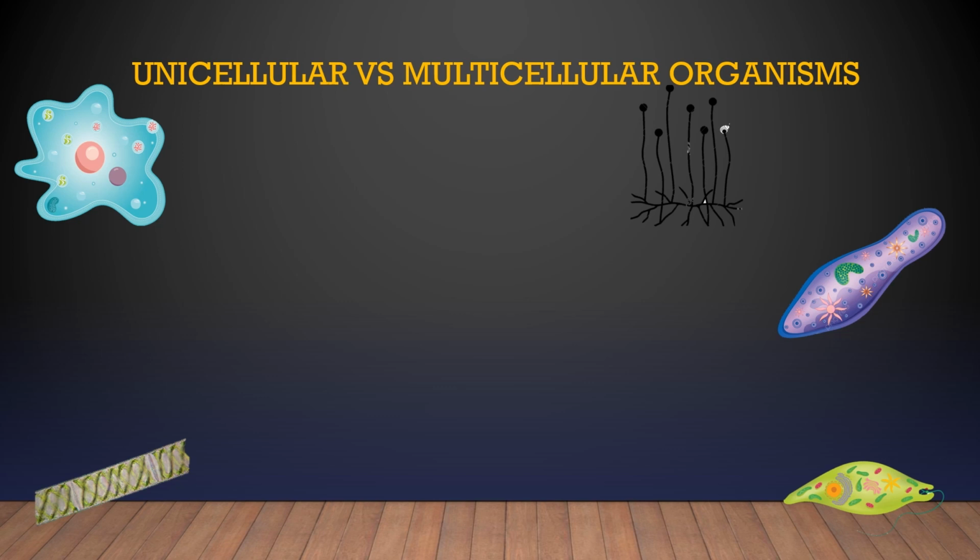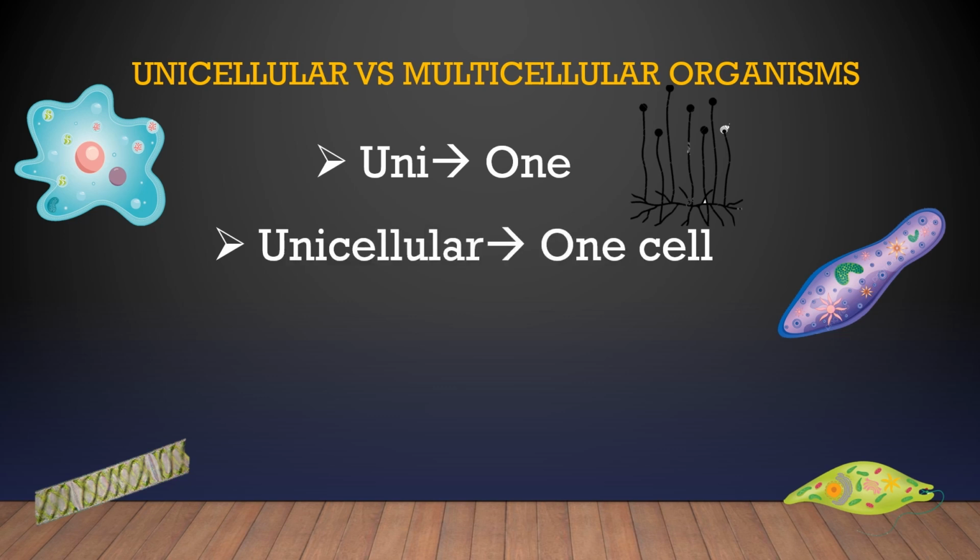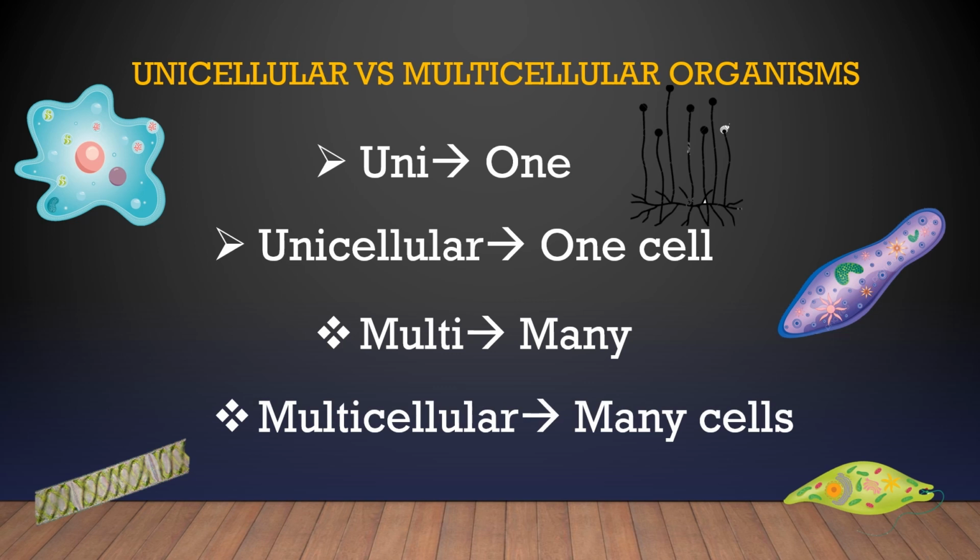Well students, first of all we want to look into unicellular versus multicellular organism. What does it mean by unicellular organism? Uni is referring to one. So unicellular is referring to one cell. So this means that unicellular organism is an organism that have only one cell. And multi is referring to many, multicellular referring to many cells. So multicellular organism are the organism that have so many cells in their body.